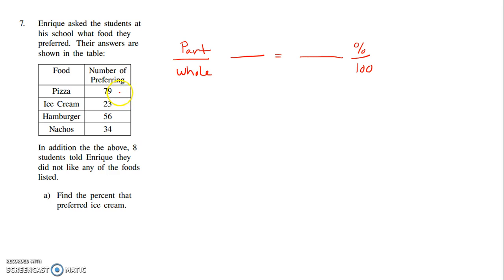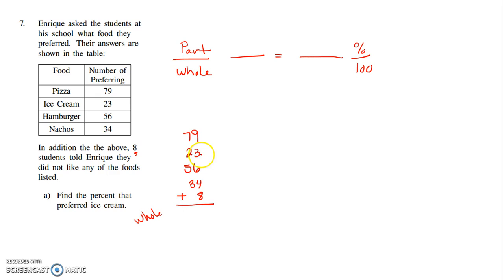So let's take a look at how to figure out the entire number of students questioned. All you do is add up all of the students that were asked. You just want to make sure you include the extra 8 students who didn't like any of the foods. So we would do 79, 23, 56, 34, and 8, and we'd add that all up to find the total number of students. That would be your whole.